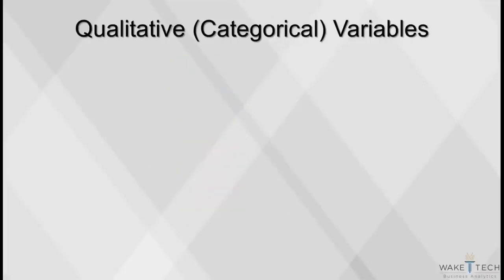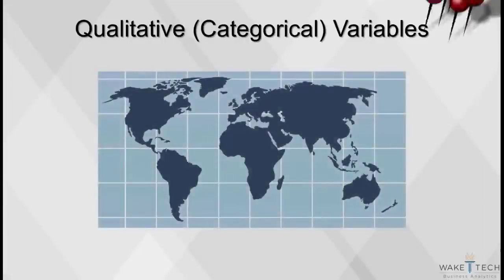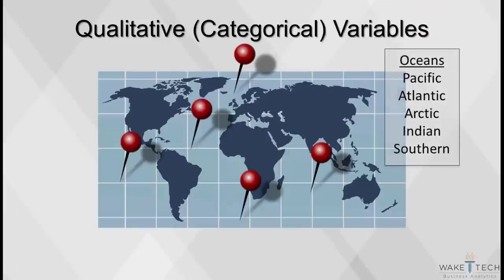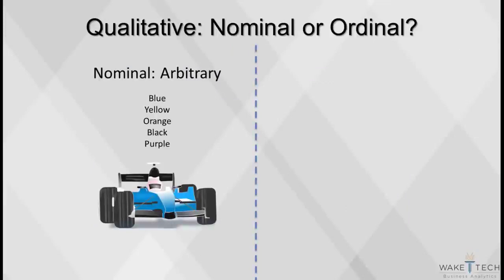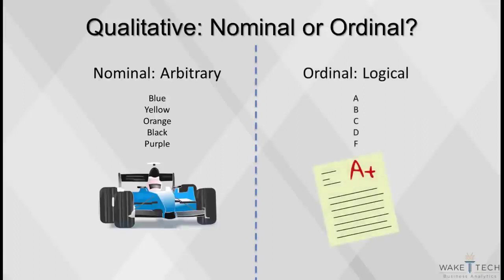Categorical variables are those that have only a few possible values, thus assigning each value to a particular group or category. For example, oceans are a categorical variable. Nominal and ordinal variables are often called labels. A nominal variable has levels with arbitrary names, for example, car colors. Ordinal variables have a logical order, for example, exam grades.